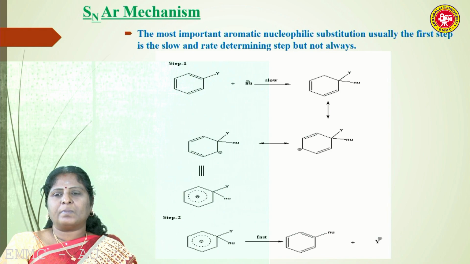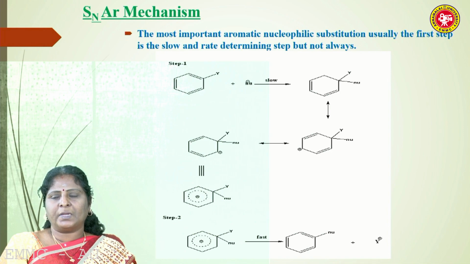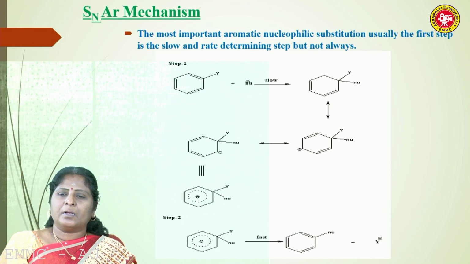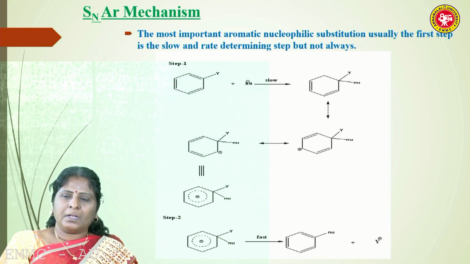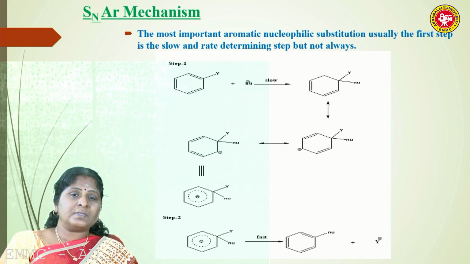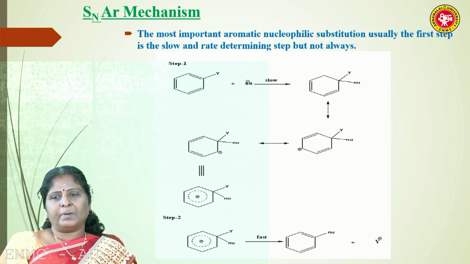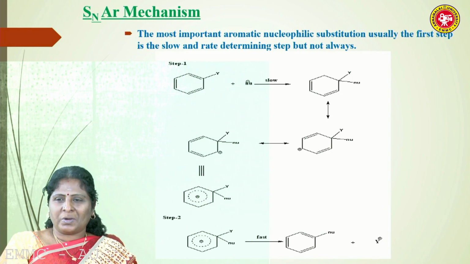SN-AR mechanism, that means bimolecular mechanism. This is the most important aromatic nucleophilic substitution. Usually the first step is the slow and rate determining step, but not always. Unlike our normal SN2 mechanism, this reaction occurs in two steps, whereas in aliphatic nucleophilic bimolecular mechanism the reaction occurs in a single step. Here, the reaction occurs in two steps like the SN1 mechanism.